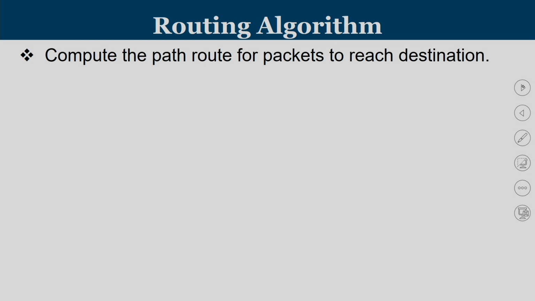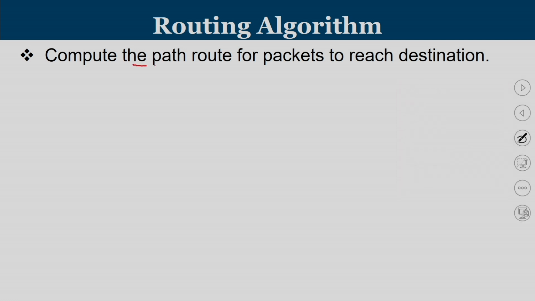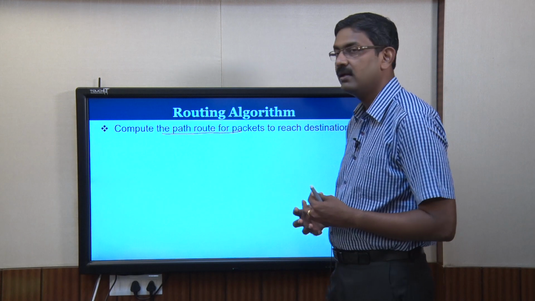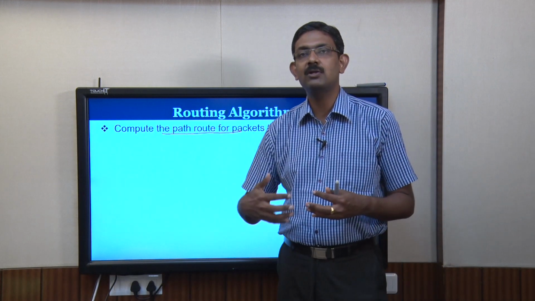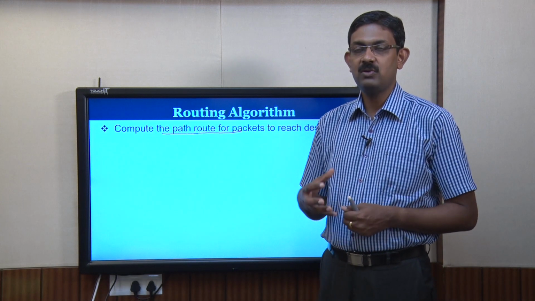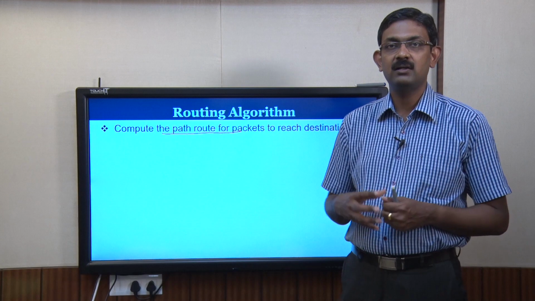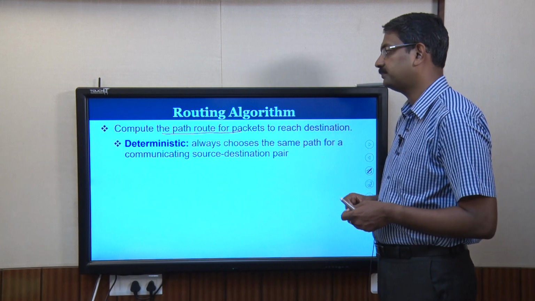So, what is the job of a routing algorithm? A routing algorithm essentially computes a path for the packets to reach the destination. Packets are created from one of the tiles, and from that tile the packet has to reach the destination, and the packet will travel through a couple of intermediate routers and links. So, the routing algorithm helps this packet to travel through the network so that it can reach the destination.